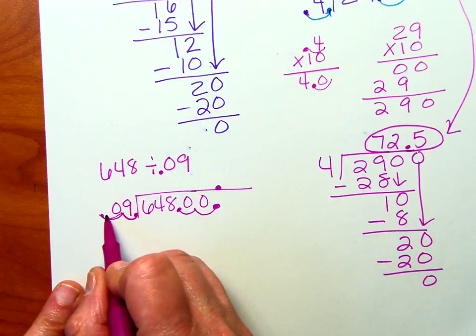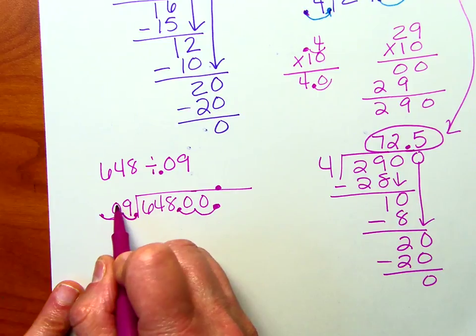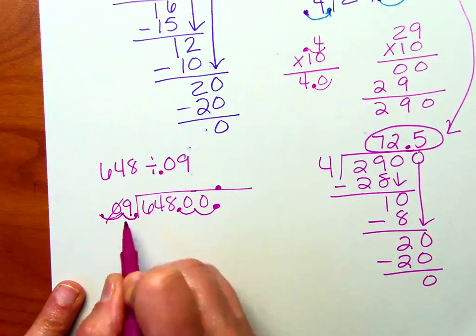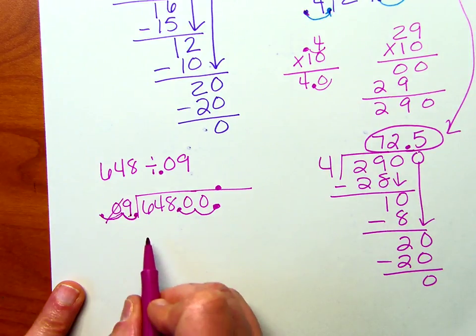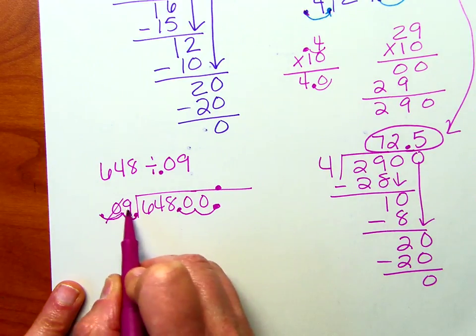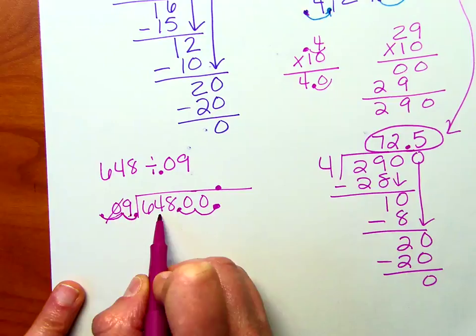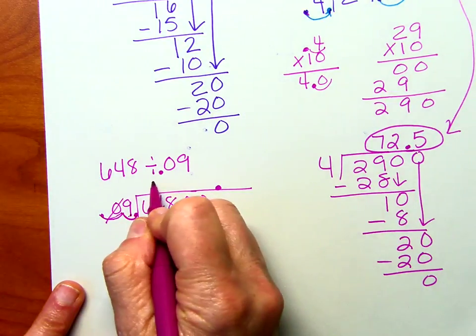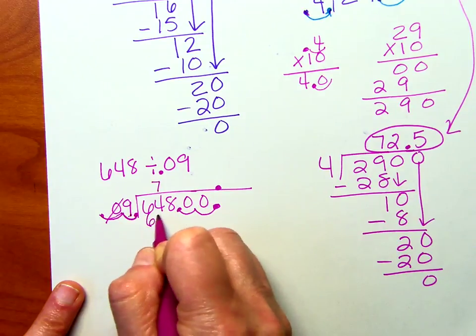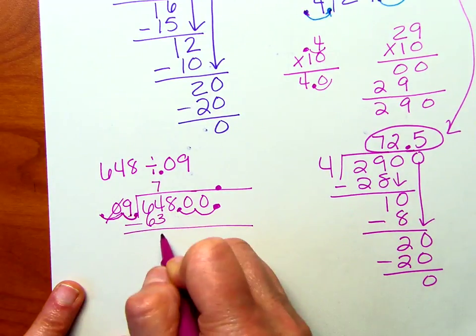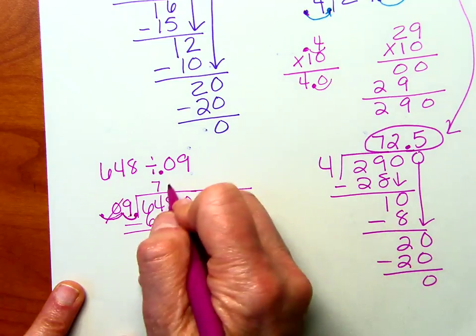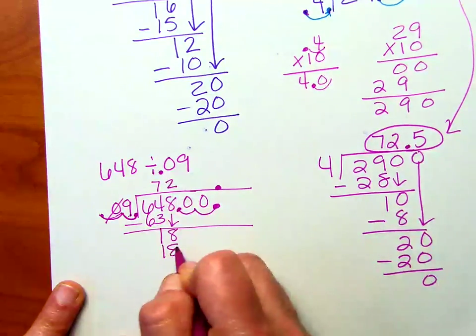If it helps, cross this out so that you can see that you're just dividing by 9. You can certainly do that. 9 does not go into 6, but it does go into 64. I think 7 times. 7 times 9 is 63. I'm going to subtract and bring down the 8. Well, 9 goes into 18 twice. That was really easy, and that's going to give us 18.